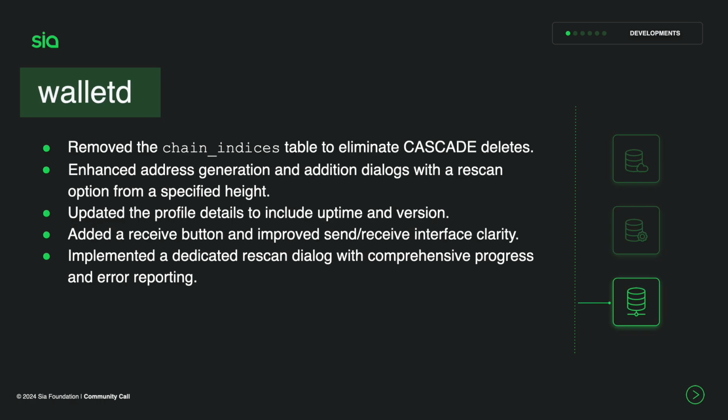For Wallet D, we've removed the chain indices table to eliminate cascade deletes, streamlining our database management. We've enhanced address generation, and addition dialogues now feature an option to rescan for specific height, improving user control over blockchain synchronization. We've updated the profile details to include uptime and version information, offering users better insights into the system performance and updates. We've introduced a new receive button along with an existing address button to clarify send, receive options, making navigation and transaction executions more intuitive.